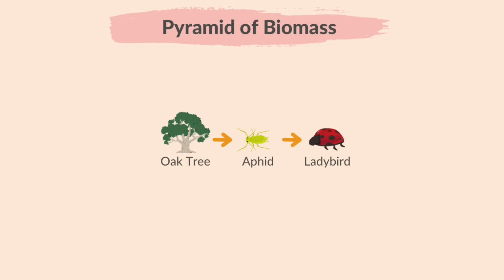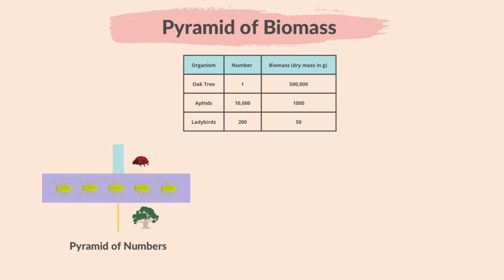For example, let's construct a pyramid of biomass and a pyramid of numbers from this food chain and compare both. Aphids feed on the oak tree and ladybirds feed on aphids. So, as you can see, if we glance at the pyramid of numbers only, it may appear as if there may not be enough producers to support this food chain.